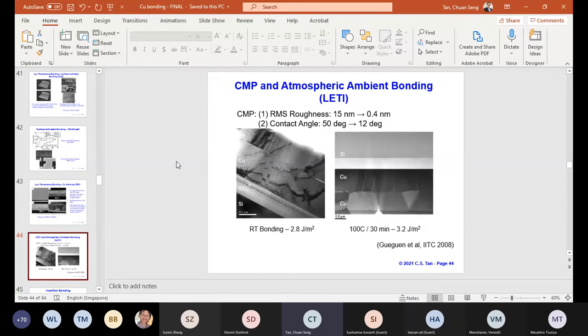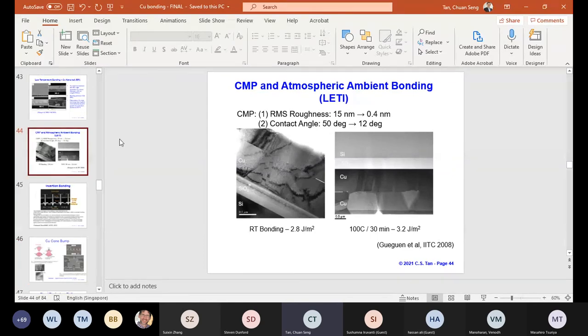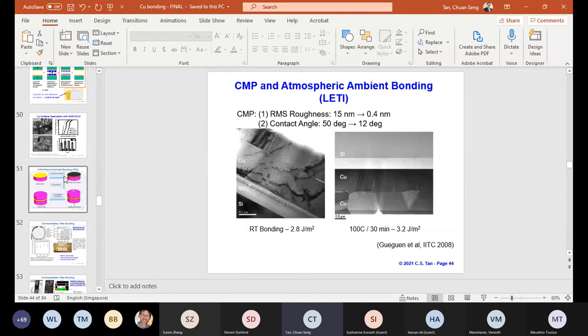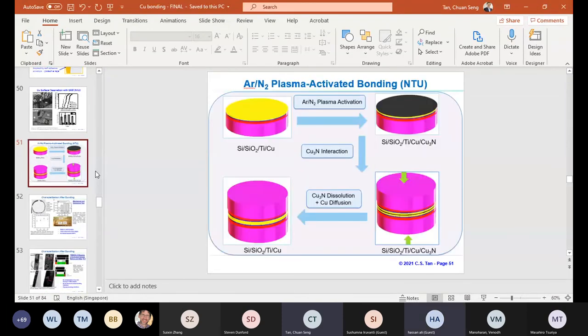Some are done in UHV, some are done in nitrogen, some are basically done at room temperature, in room ambient as well. And what we're trying to do with the copper nitride work that I talked about earlier, which is right here, is designed to be done in room ambient after the plasma activation process. So I think there are many choices here.